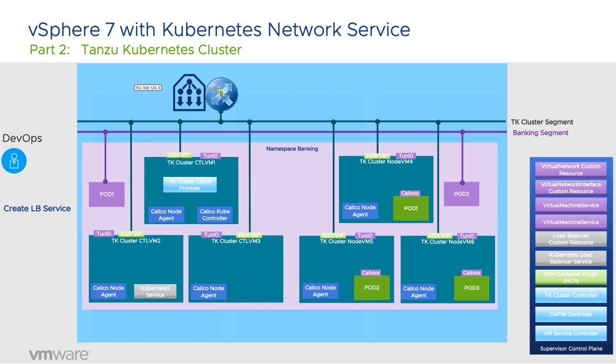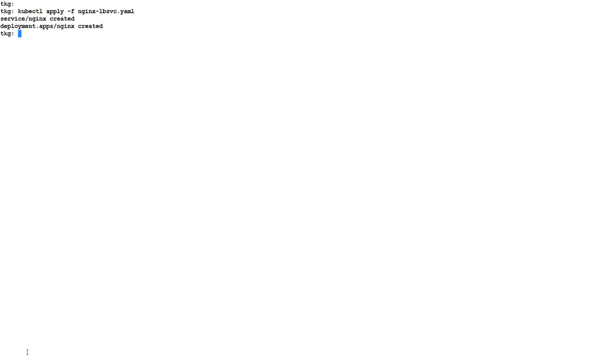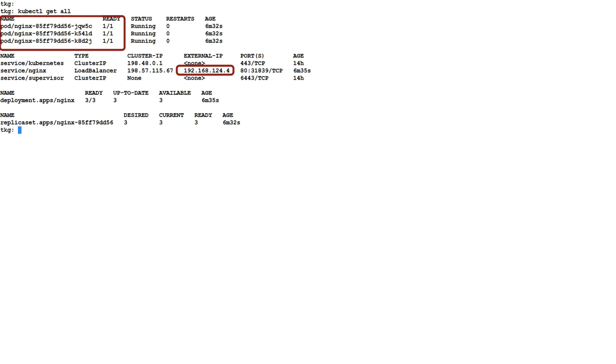The supervisor cluster then goes through the process we saw before and creates a Kubernetes load balancer service. NCP reconciles that into a new NSX virtual server with TK cluster worker nodes as the members of the server pool. The virtual server gets a new ingress IP. I'm going to create a deployment and a load balancer service. I have three Nginx pods and a load balancer with ingress IP.